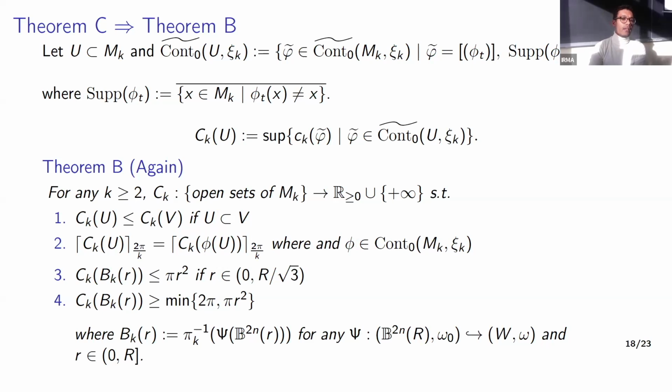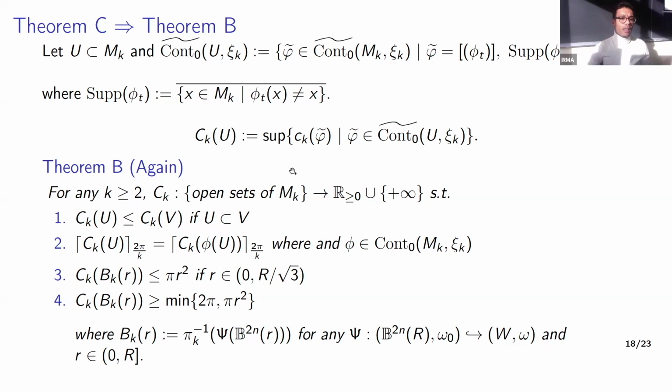And theorem B again is that by doing so, we claim that the capacity is monotone. Actually, with this definition, it's trivial that the capacity is monotone, just by definition. So if U is a subset of V, then the capacity of U will be less than the capacity of V. Then we have that the 2 pi over k integer part is invariant by contactomorphism. And then we have these two estimates. So the first point, as I said, is trivial.